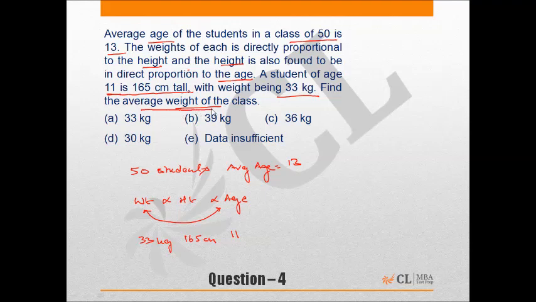Now, if I want the average weight, the height is of no use. This data has been given to us just to confuse us, to make sure we try to use it somehow. All you need to do is look at this relationship. Age of 11 gives you an average weight of 33. So age of 13 should give you an average weight of 39 kg. Correct answer, choice B. A simple question, but it can become confusing partly because of the way it has been written and partly because of this data of height, which has got no use. This is superfluous data, given only to confuse you.